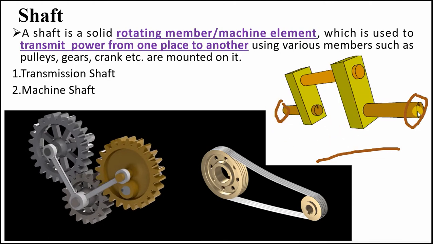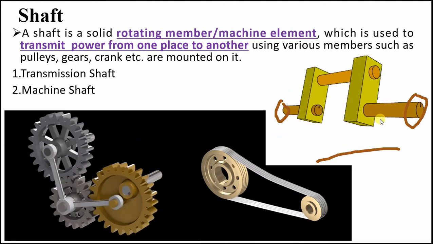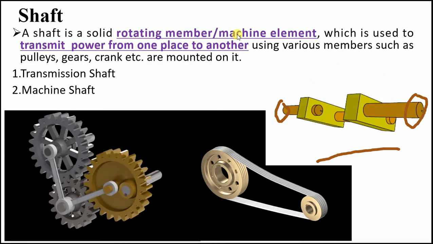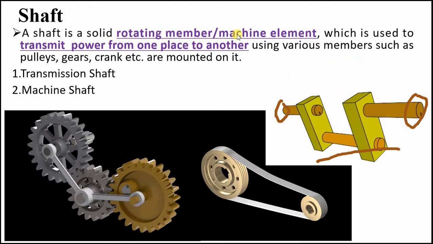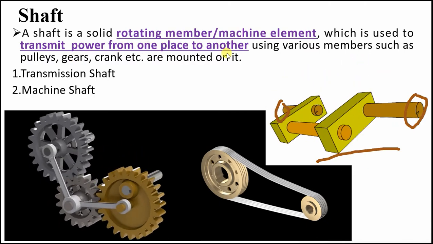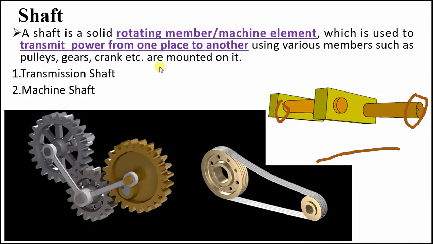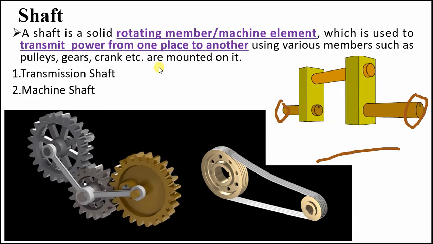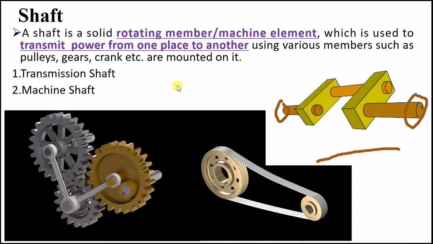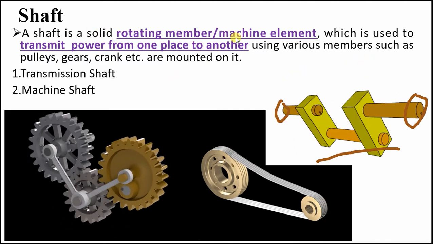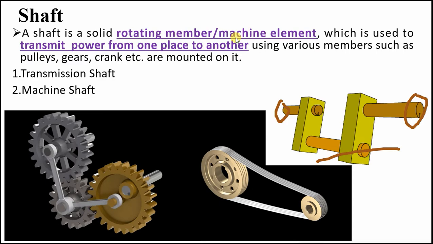So this is a solid member and it has a motion. So shaft is a solid rotating member, having motion, which is a machine element. It is used to transmit power from one place to another place. It may use another component like coupling, gear, or chain to transmit the motion. So it is a solid rotating member and transmits the motion from one place to another place.